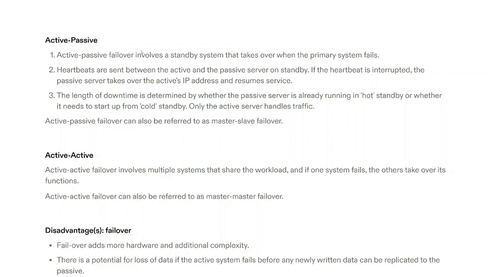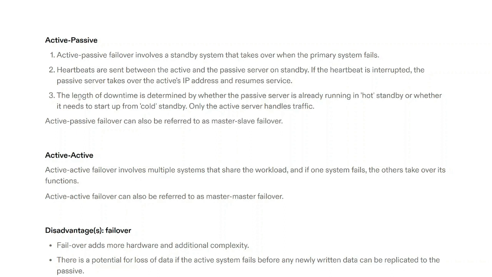Now, how does the backup server come to know there is a breakdown in the primary server? Heartbeats are sent between the active and passive server. You can consider a heartbeat as a ping request. There are continuous ping requests being sent by the passive server, and whenever there is no response from the active server, the passive server gets to know that something is wrong and it needs to come into action. So it takes over the active server's IP address and resumes the services.